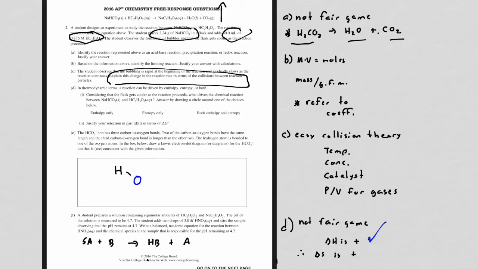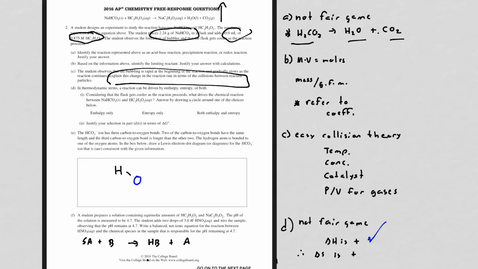Now it says the third carbon-to-oxygen bond is longer than the other two. Two of the carbon-oxygen bonds have the same length. The third is longer than the other two. The hydrogen is bonded to one of the oxygen atoms. Draw the Lewis structure to the best of your ability. This is clearly going to be a resonance situation. I'm going to leave you to figure it out, but do it the right way, and don't forget the negative charge, because otherwise you'll have an odd number of electrons.